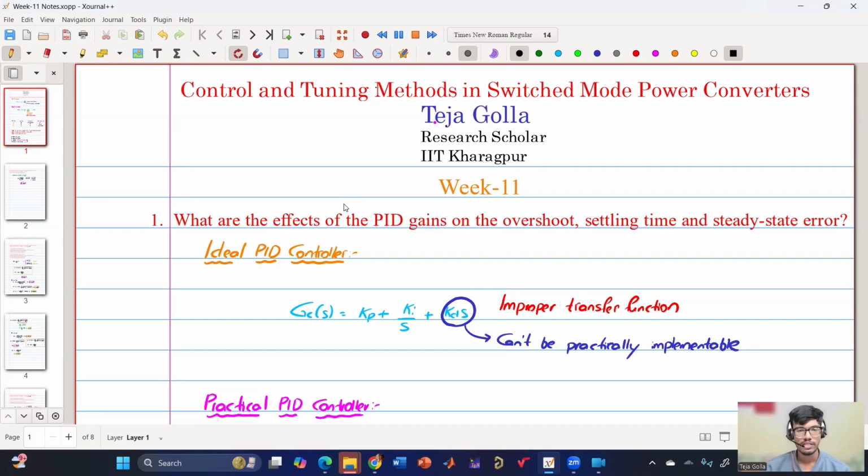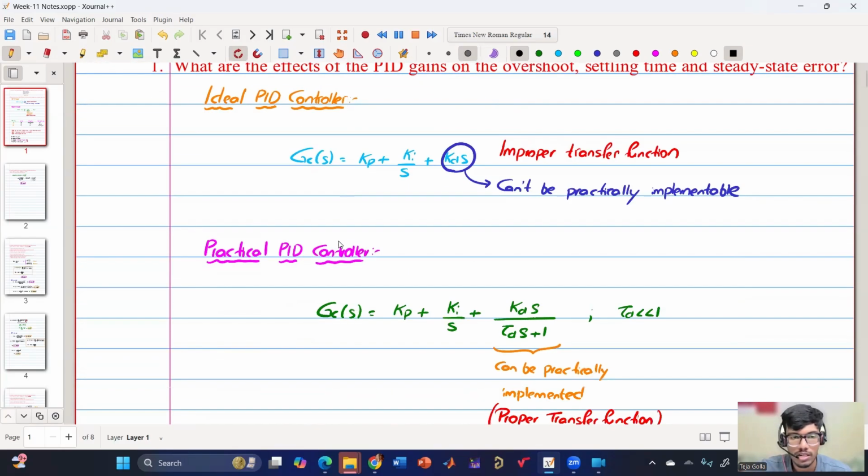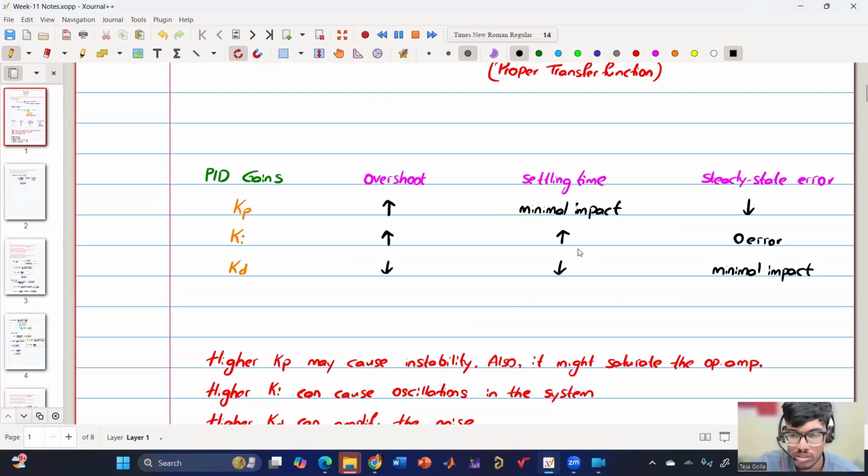So today we started with the PID gains and how they affect overshoot, settling time, and steady state error. We drew this table and saw how they are affecting, and we understood the math and the intuition-based logic of how things are affected by increasing KP, KI, and KD.